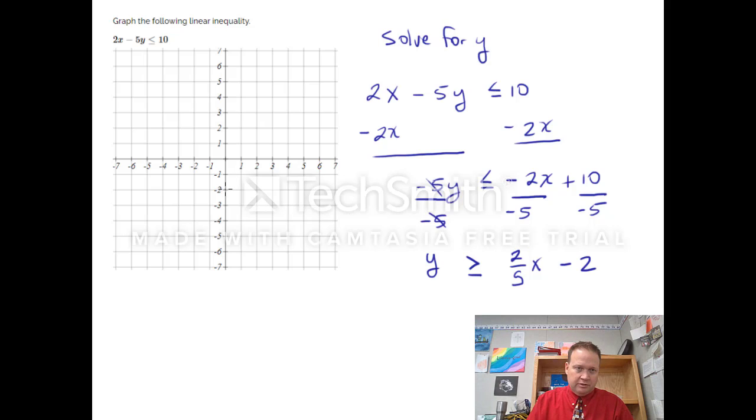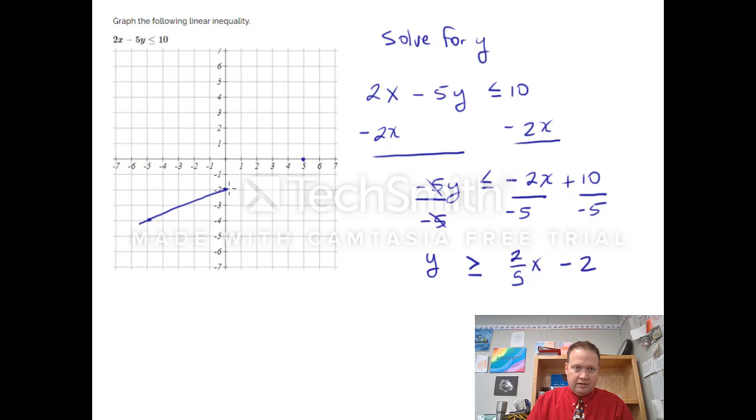Start by going down 2. And then we're going to go up 2 and over 5. So up 2 and over 5. And I'm going to go ahead and go down 2 and left 5. That's that dot. And this right here makes a line. And because it's underlined, I'm going to draw a solid line.